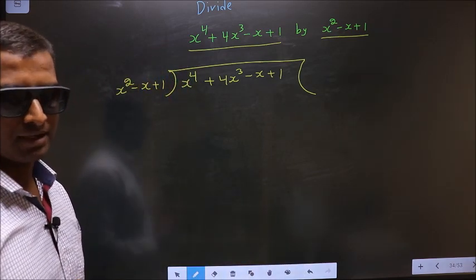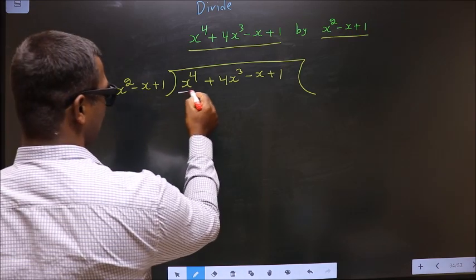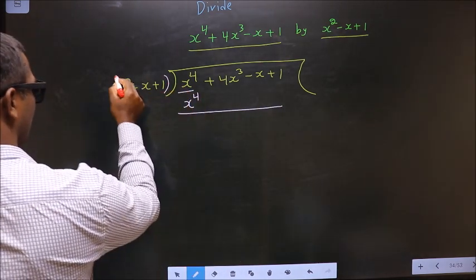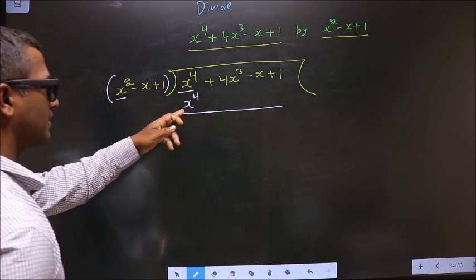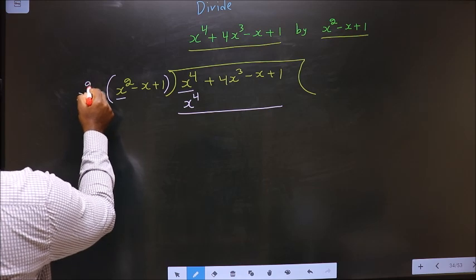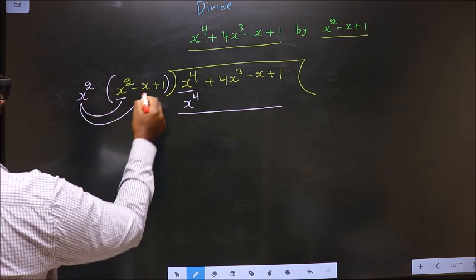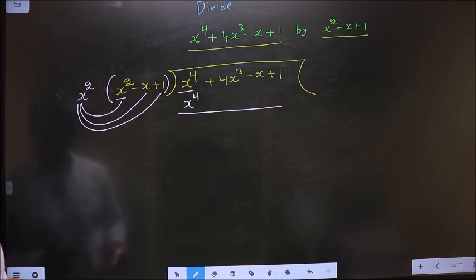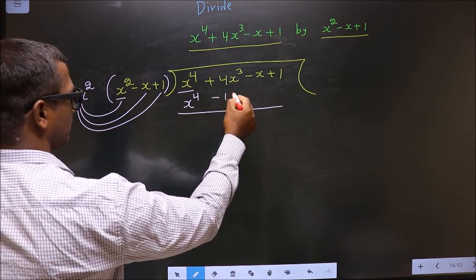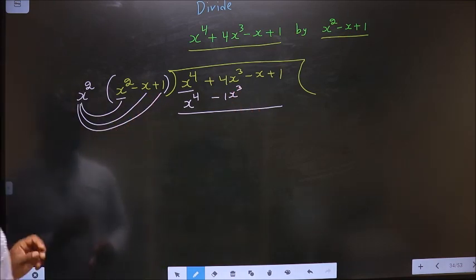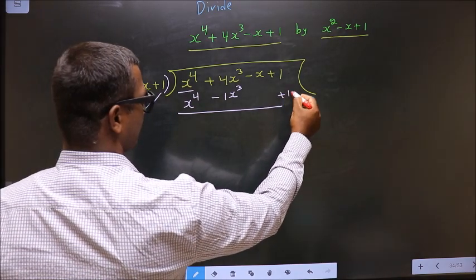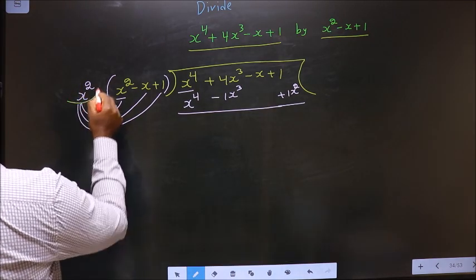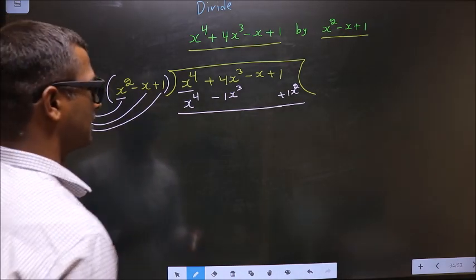This is our step 1. Next, here we have x power 4. So below this, you should also get x power 4. Here you have x square. To get x power 4, this should be multiplied with x square. When you are multiplying to this, you should also multiply to the other terms. So x square into minus x is minus x cube. So below the x cube term, you write minus x cube. X square into plus 1 is plus 1 x square. So I write here plus, since I don't have any x square term here. Now this is the first term of your quotient. So write it in the quotient, that is here.